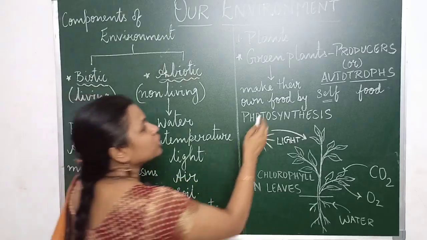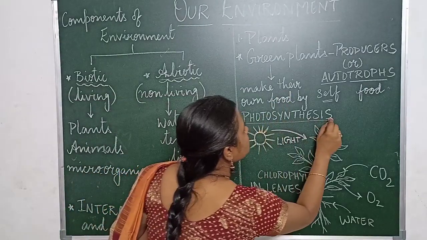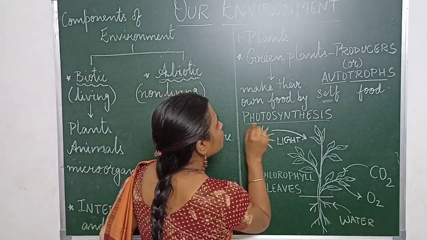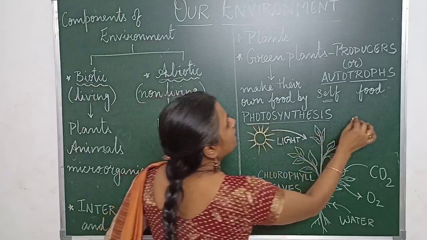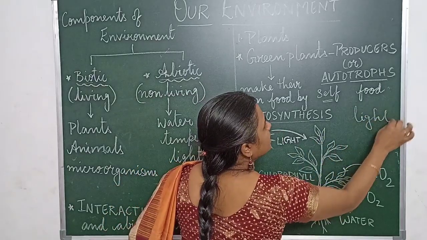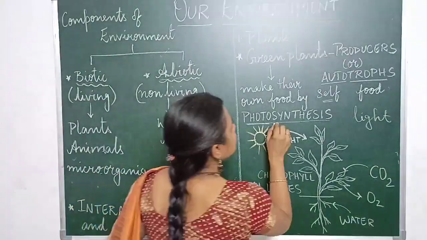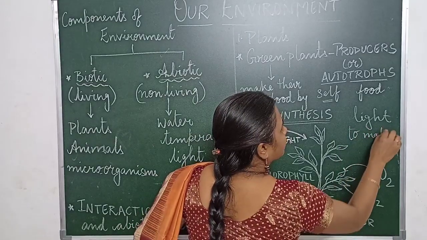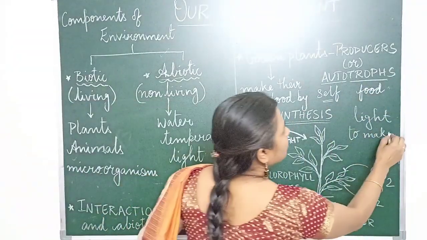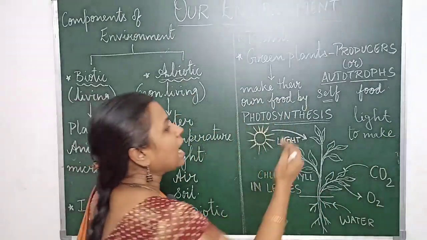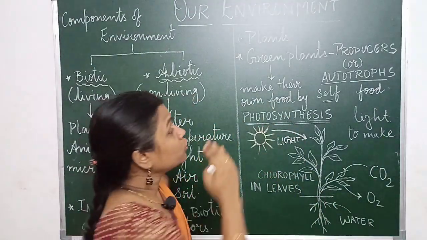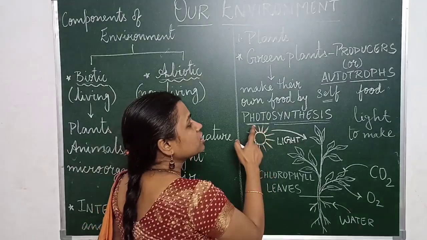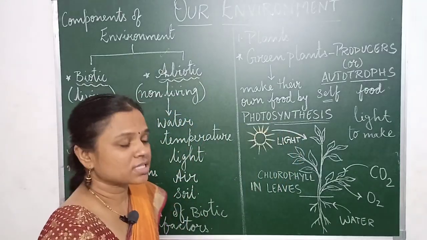Now, how do they make their own food? By the process called photosynthesis. Now see here children, the word photo. Photo means light. Okay. Synthesis. Synthesis is to make or to prepare. So, these green plants utilize the light energy to make their own food. That is why this process is called photosynthesis.